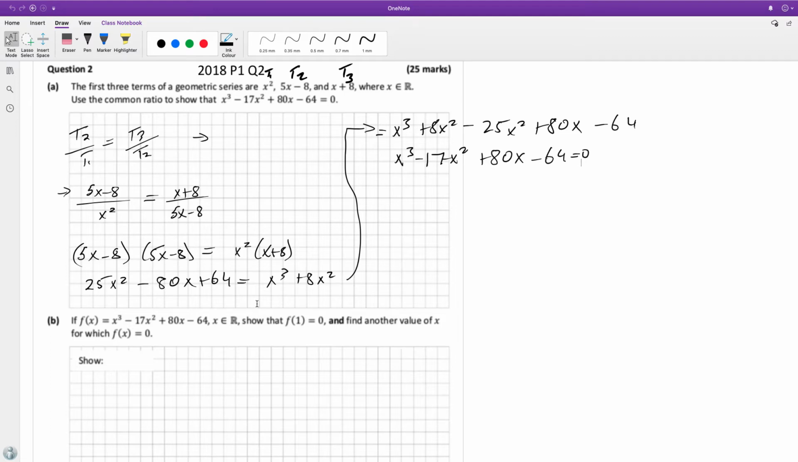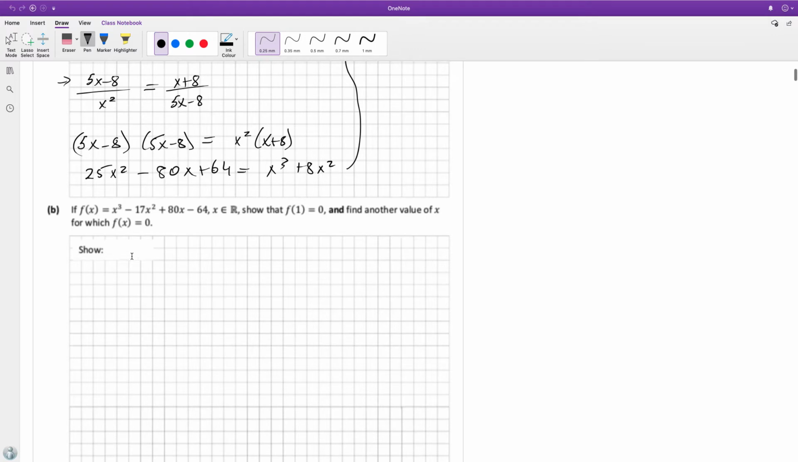Right, let's look at it. So, we show that f of 1 is equal to 1 cubed minus 17 times 1 squared plus 80 times 1 minus 64, and I take it 0 is equal to 0.